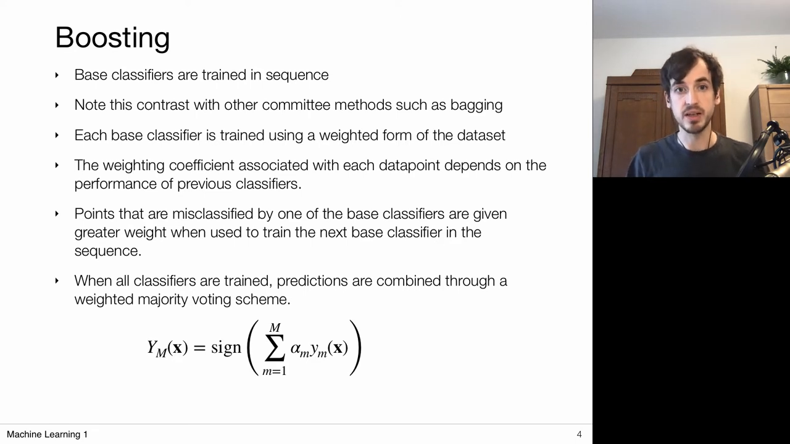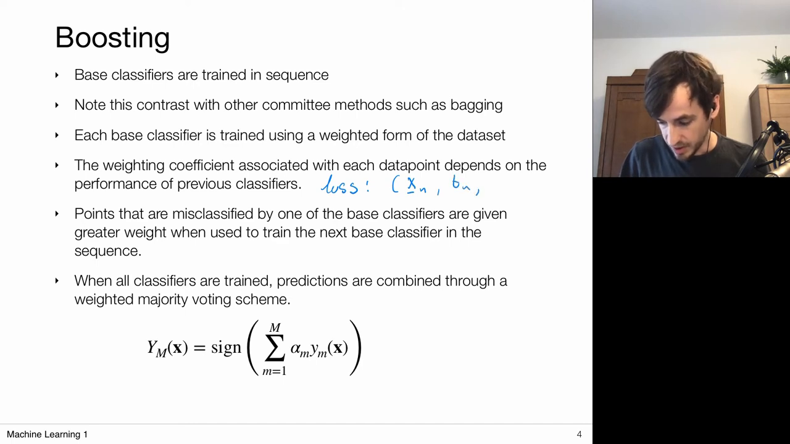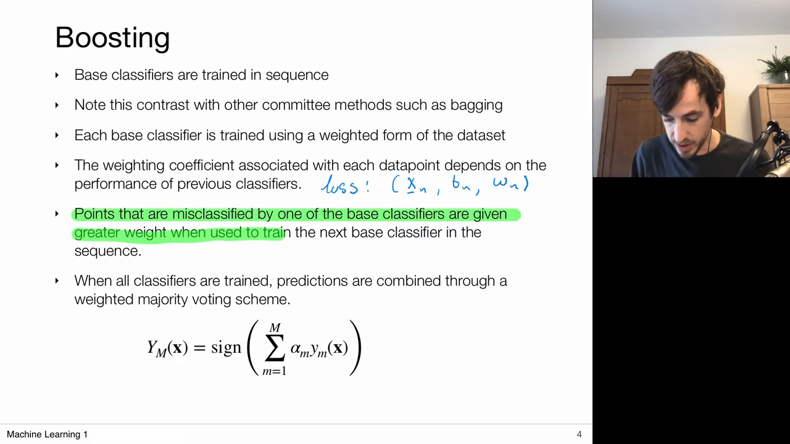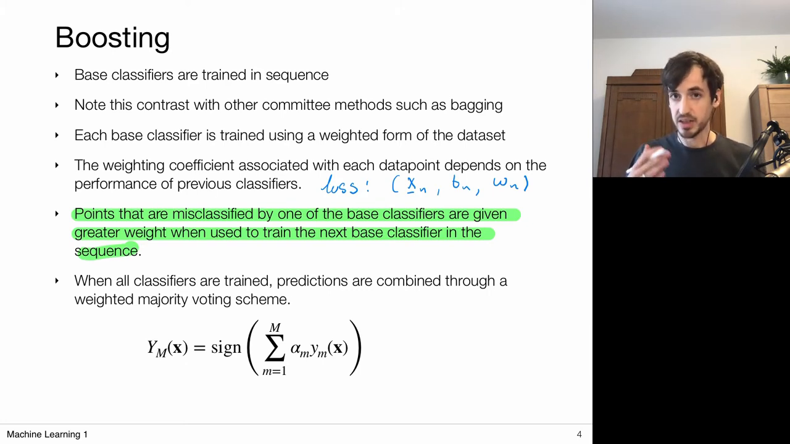Now, the idea in this boosting algorithm is that each model is trained with a weighted form of the training set. So each data point gets assigned a weight that depends on the performance of the previous classifiers. So I'm working with a loss that depends on my input vector, the corresponding target, and an important weight of this data point. And basically, this weight should reflect the difficulty in classifying this particular data point xn. So if my previous classifier had a problem with classifying this particular data point to the correct target, then this data point should have a large weight. So that's essentially given in this line. Points that are misclassified by one of the base classifiers are given a greater weight when used to train the next base classifier in the sequence. Okay, and I'll explain in a minute how to obtain these weights and how this exact procedure looks like.